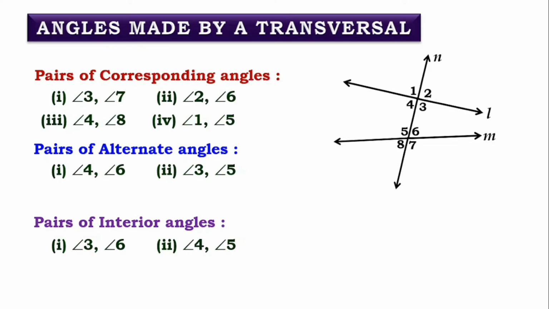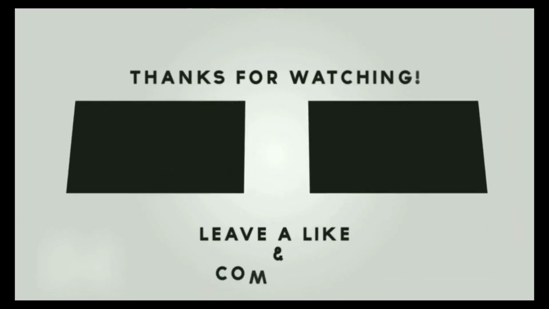So remember students, corresponding angles are F shape, alternate angles are Z shape, and interior angles are C shape, and they are supplementary. I hope students you must have understood what are parallel lines, what is a transversal, and the different pairs of angles made by the transversals. Thank you.